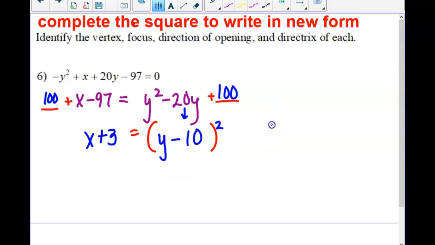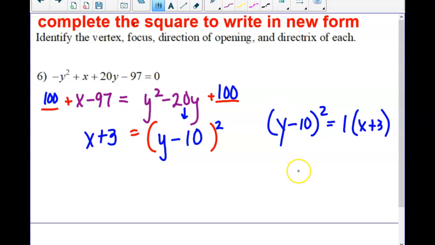Now, I think your sheet, doesn't it start with the squared part? So if we flip-flop the sides of the equal sign, we'd have this. What does that make your 4p out here? Just 1.